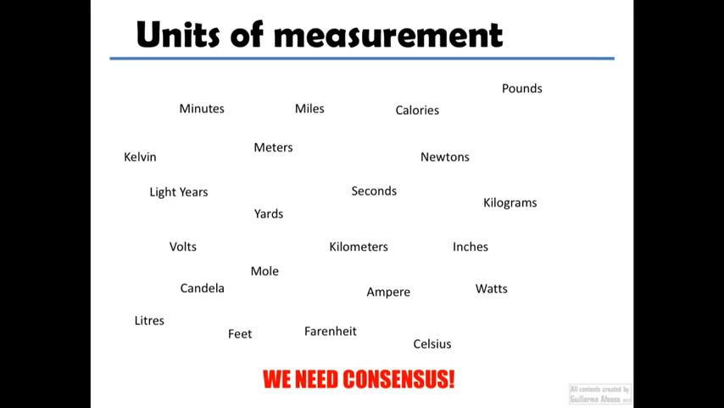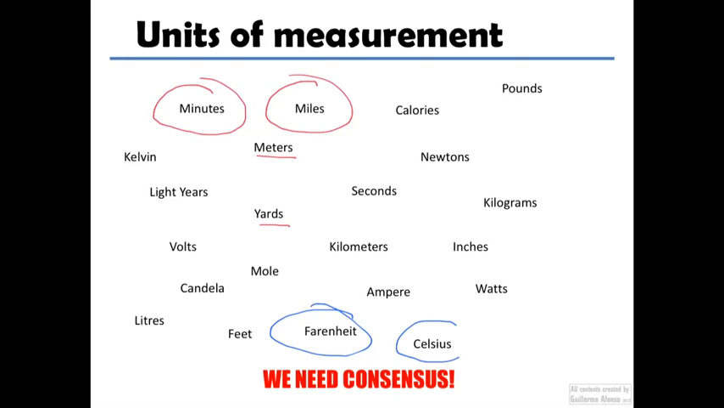You've all heard about minutes, miles, and you've all had situations where a distance was given in meters or yards and you had to find out what one meant or the other meant and translate them. A very common one is from Fahrenheit to Celsius. There are too many units of measurement and it can be confusing at times. So what people have done is they found a consensus, which means an agreement of which ones to use, a standard, so that we all know what we're talking about.